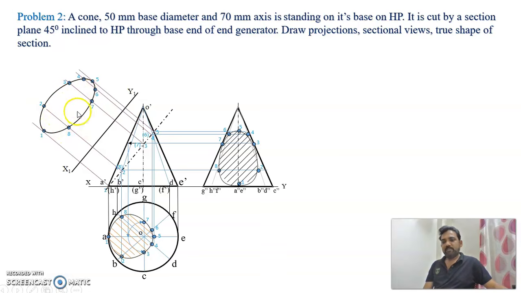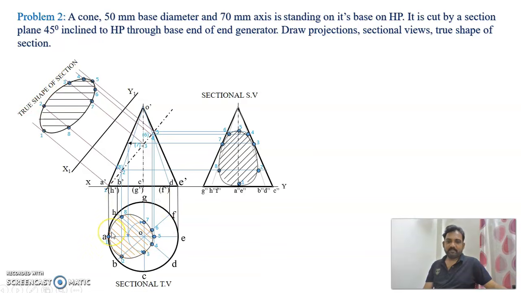So here you got the true shape of the section. When you observe it from this side, this is the true shape of the section that is getting generated. So here what we have are the sectional side view, the sectional top view, and the true shape of the section. So this is the second problem.